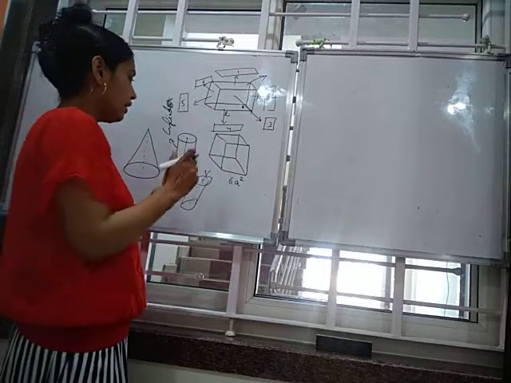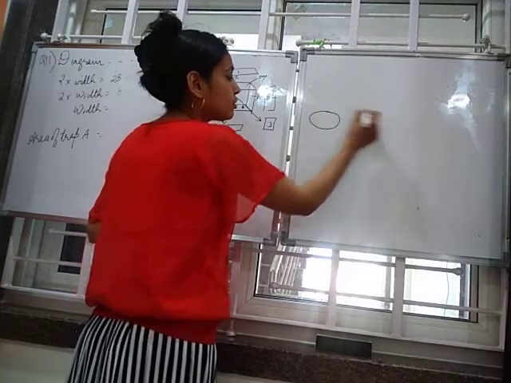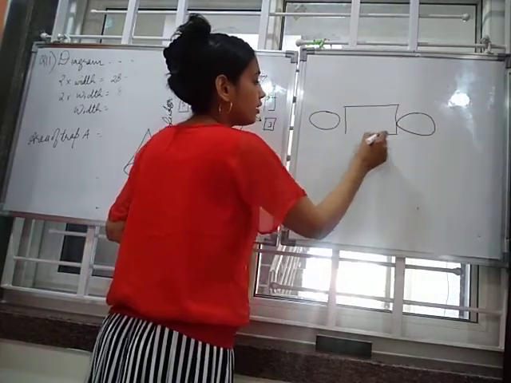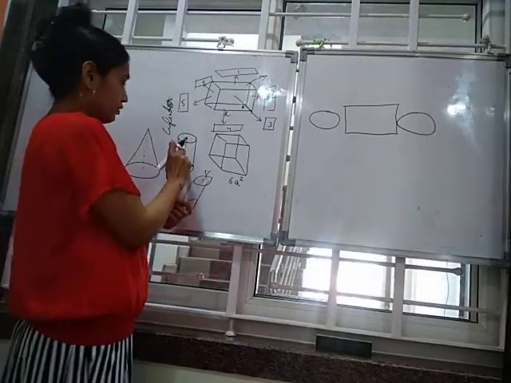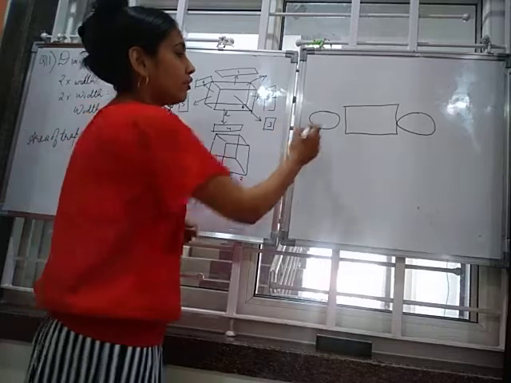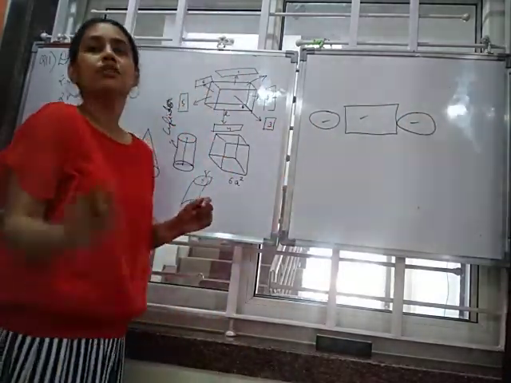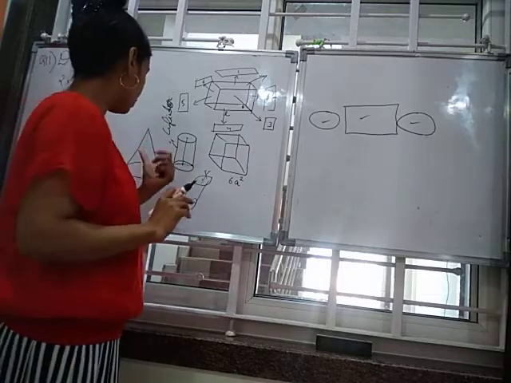Okay, don't worry. Coming back to this cylinder, it has 2 circles and a rectangle shape, which is actually a curved surface. So when we find the area of this plus this plus this, then it becomes the total surface area of the cylinder. Okay, the same goes with the cone.